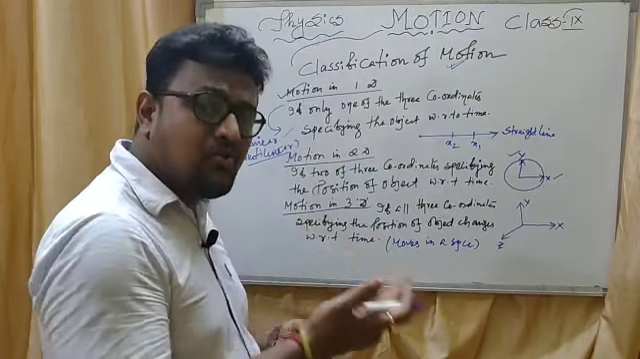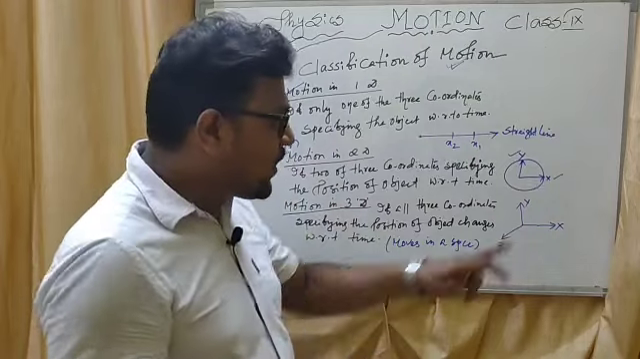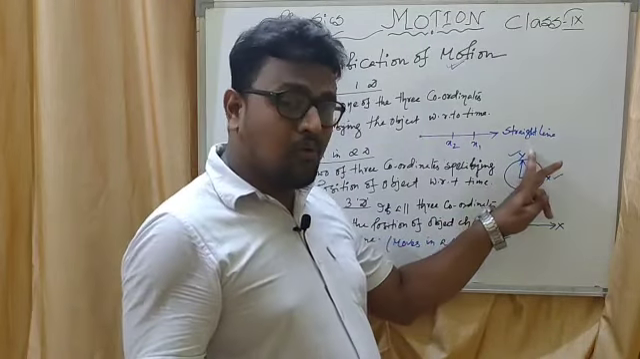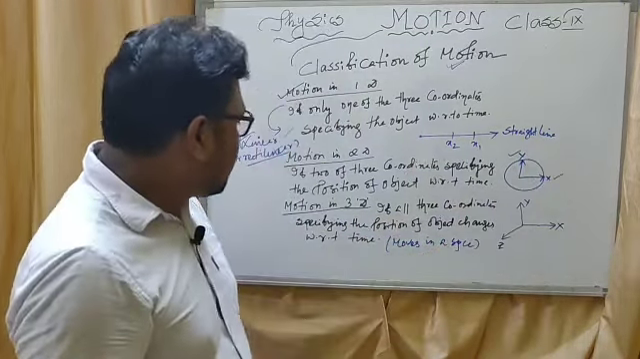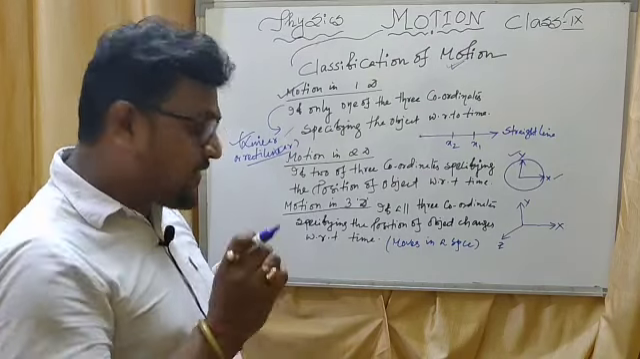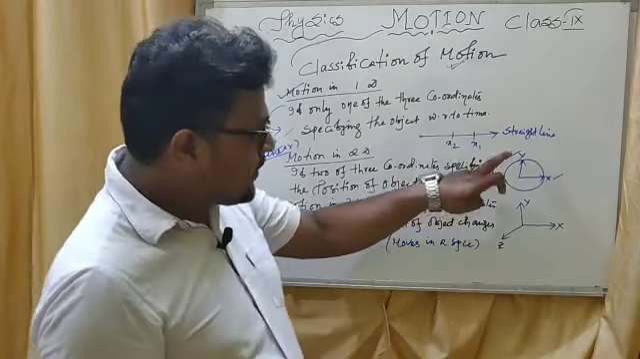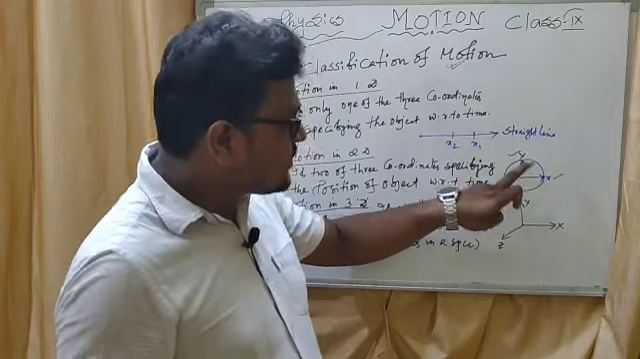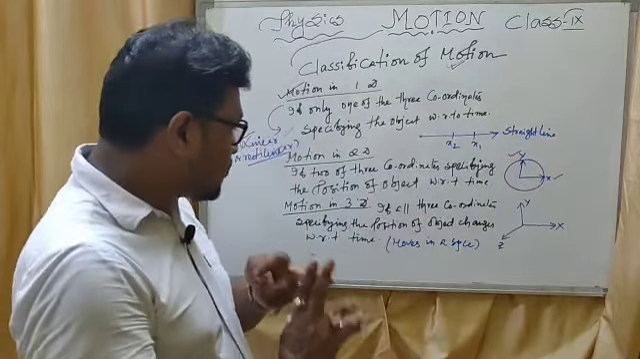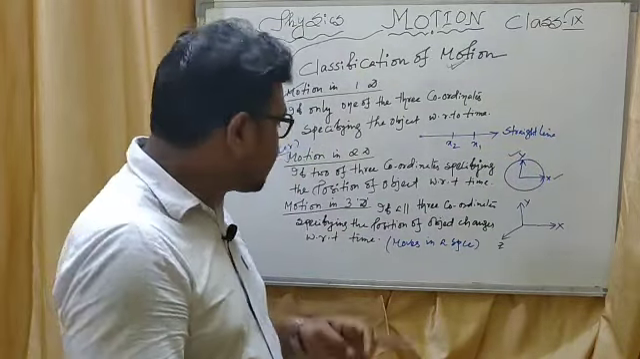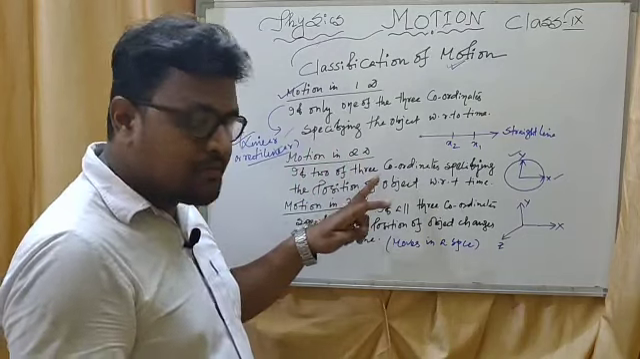It has two particular directions in 2D: one is x and another is y. That means two of the three coordinates specify the position, one position here and another position here, with respect to time. That is motion in 2D.